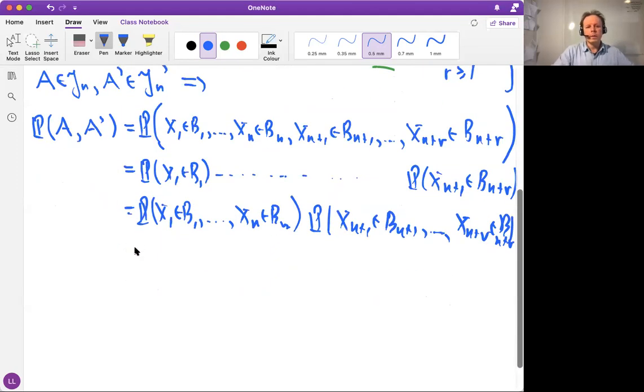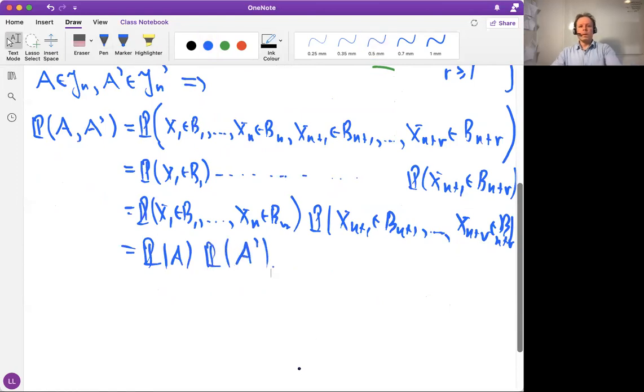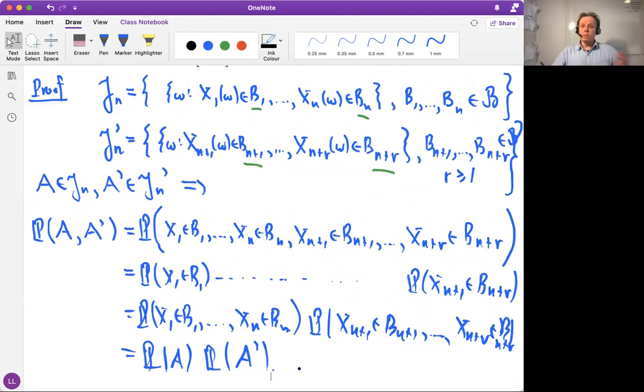And what about this? This is the probability of A times the probability of A prime by definition. What did we do here? We concluded that for any events A in Jn and A prime in Jn prime, the probabilities factorize. What else do we know about these collections?